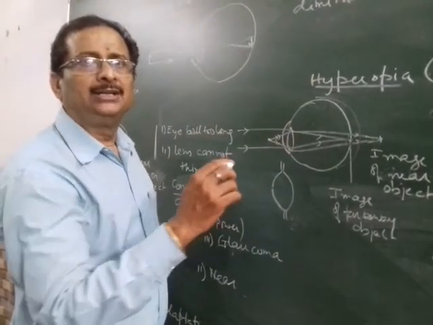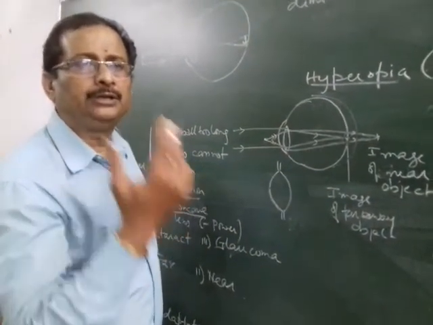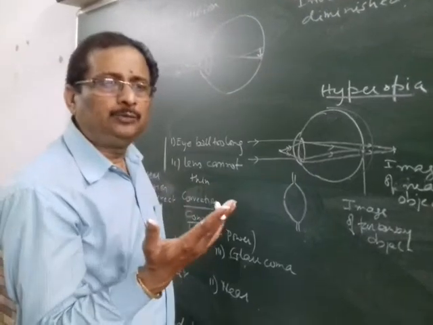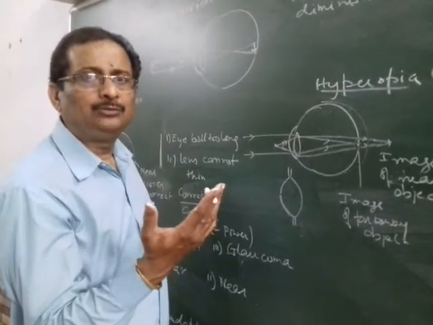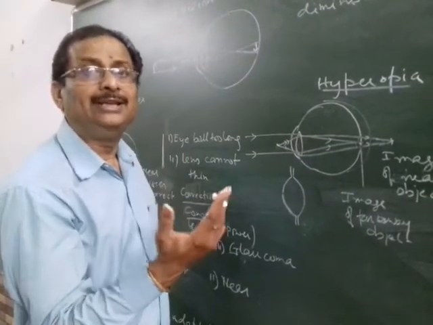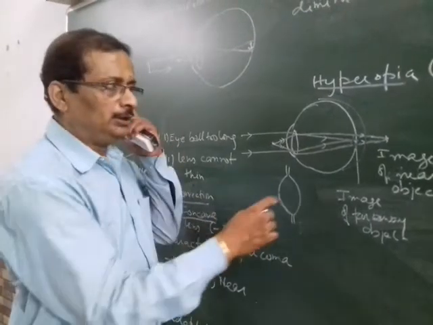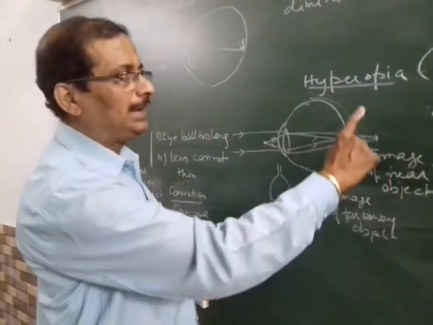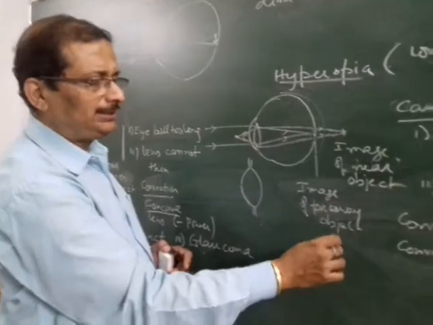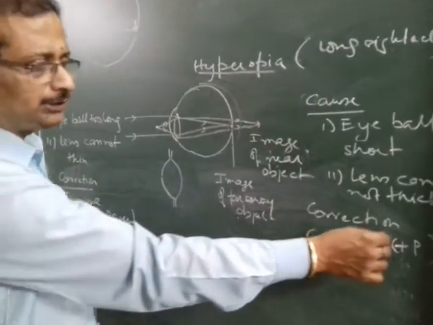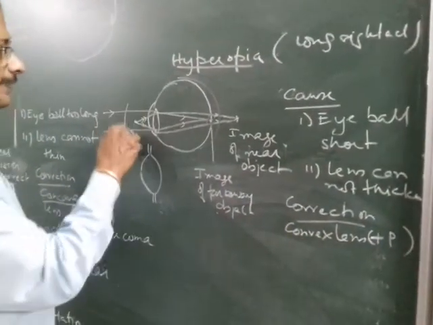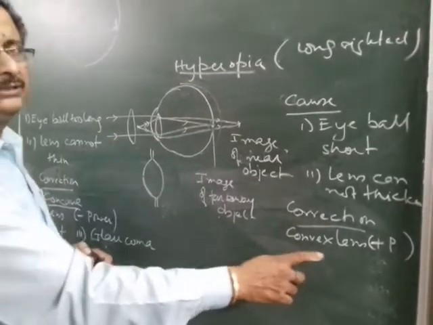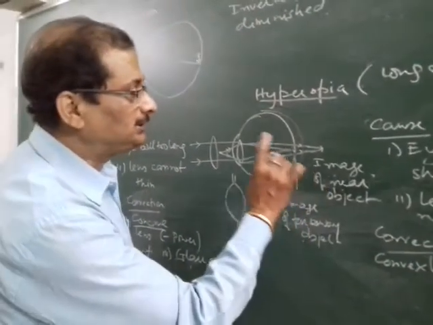So in old age, you will see people who are more than 40 years of age cannot read a book properly, or they have a disability to get a distinct vision while reading, that is, at the near point. So that is hyperopia. In hyperopia, the correction is done with the help of a convex lens, and that convex lens has a plus power. So this is about hyperopia.